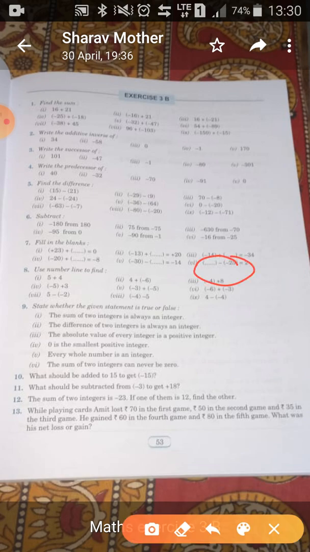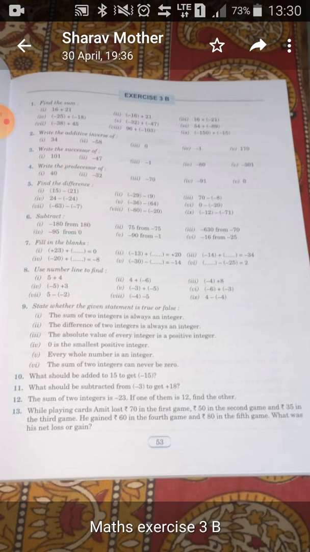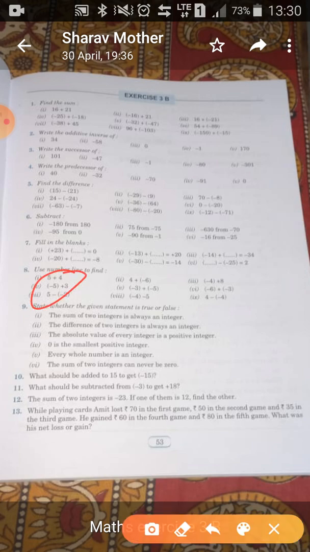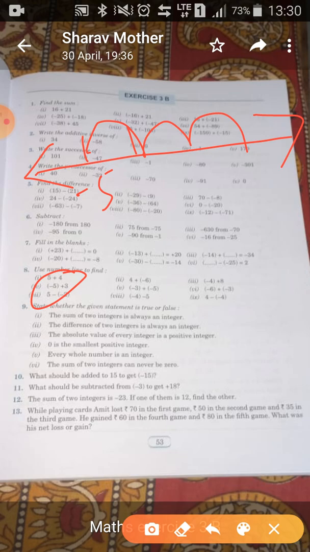Minus 4 plus 8, I don't think that I need to tell you. You just need to jump 8 times towards the right from minus 4. Here, minus 5 plus 3. I don't need to tell you this either, I think. You just need to jump 3 times towards the right from minus 5. Minus 5 is over here. 1, 2, 3. 3 times you need to jump.